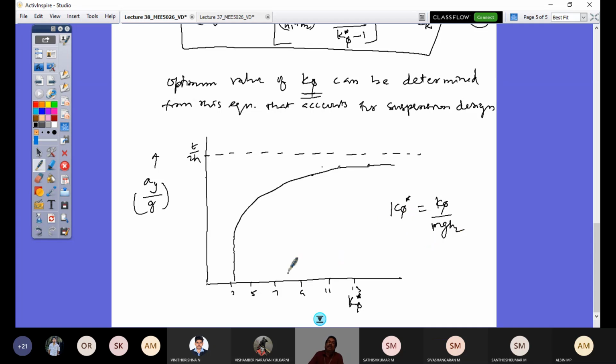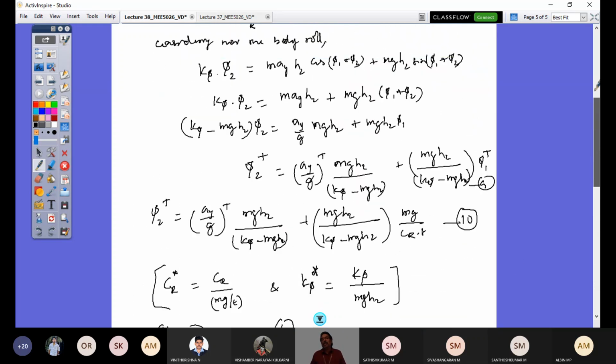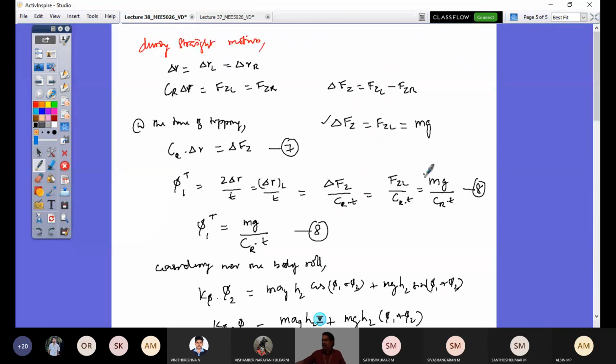So if I plot this, I get my K5 optimum value, and if I equate that K5 value, I will know what my K5 is, and this K5 is half into Ks into S square. So this Ks is the spring constant of the suspension. So this is how you can decide and design your suspension springs. So with that, let us conclude today's class.